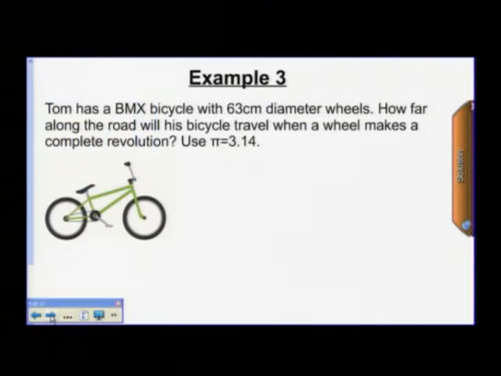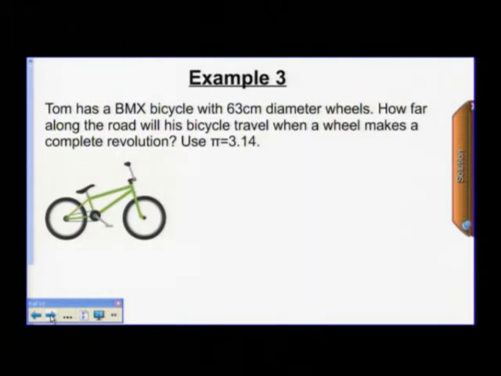Alright now. And now I will see those who really know their mathematics. Tom has a BMX bicycle with 63 centimeter diameter wheels. How far along the road will his bicycle travel when a wheel makes a complete revolution?